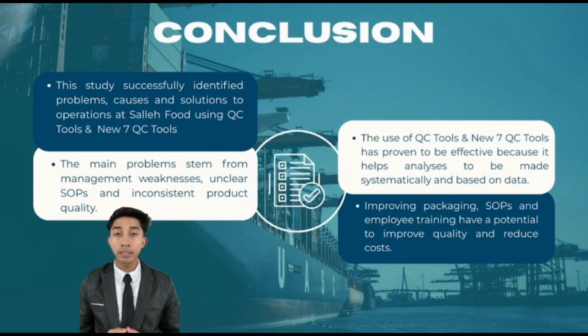Then, the third point is the use of QC tools and new 7 QC tools such as Pareto chart, Ishikawa diagram, and interrelationship diagram has proven to be effective in helping the company make a systematic and data-based analysis, not just assumption. And the last point is that suggestions such as packaging improvement, process standardization, employee training, and supplier management have the potential to improve product quality and reduce cost and support continuous improvement. Alright, that's all from us.